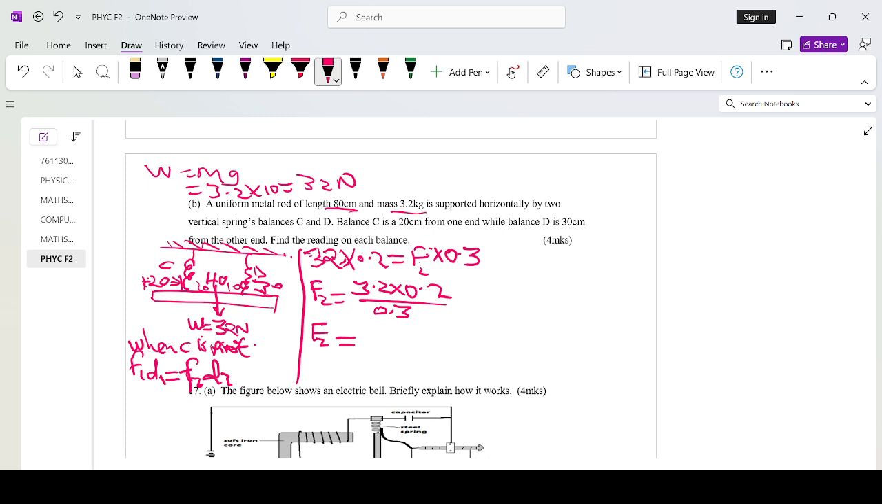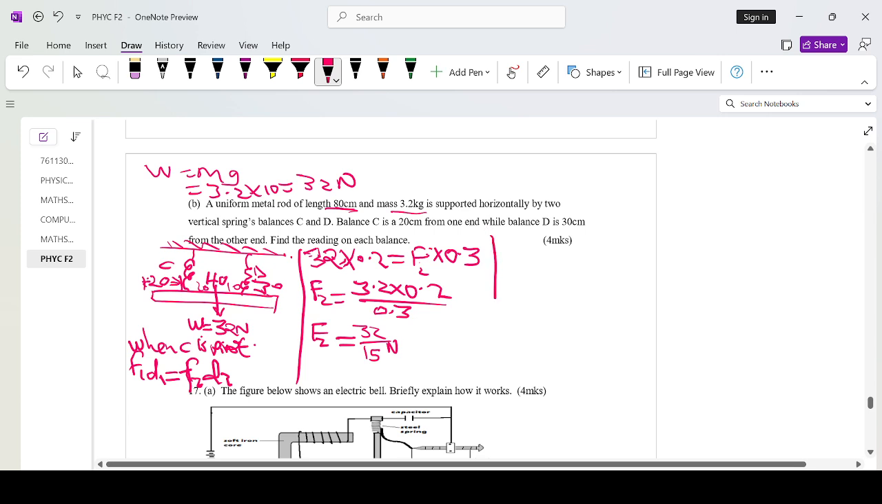Then you do your computation. Let's do the computation together. Let me get my calculator. That is 3.2 times 0.2 divided by 0.3. Find the reading on each balance. I'm getting it as 32 over 15 newtons.